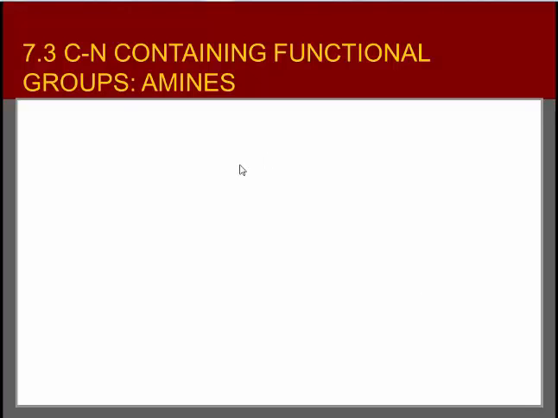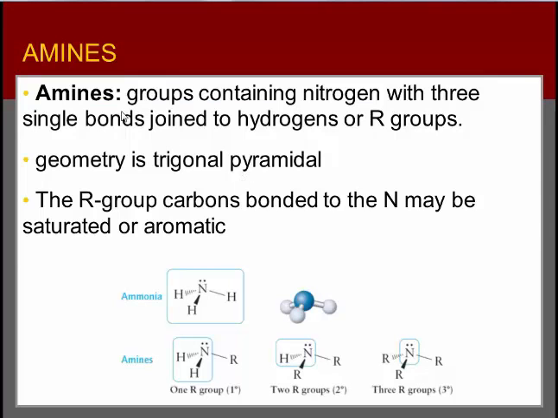So section 3 is going to deal with C-N containing functional groups, and these are generally amines. So C-N single bonds are what we're going to talk about now. And so amines are groups containing nitrogen with 3 single bonds joined to either hydrogens or R groups. And the geometry is trigonal pyramidal.